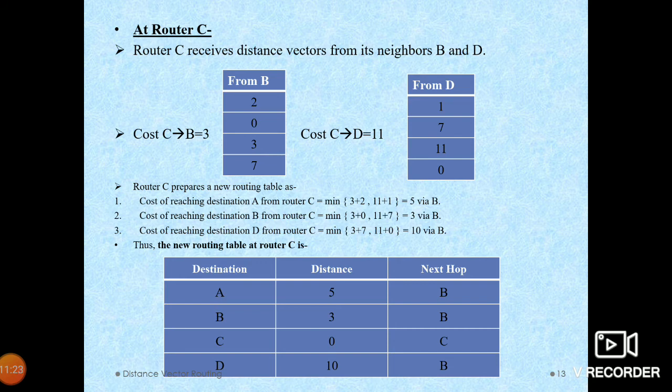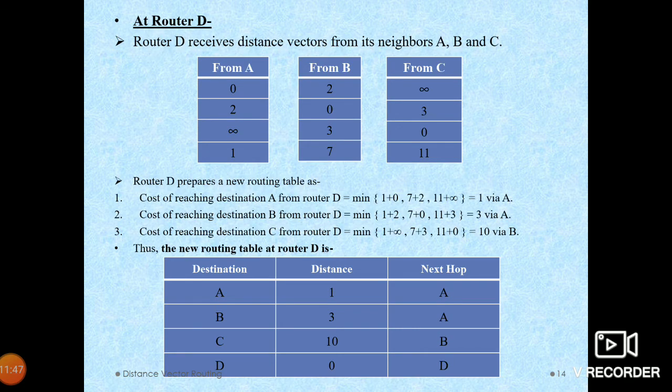At router C, the minimum path to reach A is 3 plus 2 and 11 plus 1 via B. So 5 is the minimum path to reach A, and to reach B 3 is the minimum path, and to reach D 10 is the minimum cost. So we want to update a new routing table at router C as 5, 3, 10.